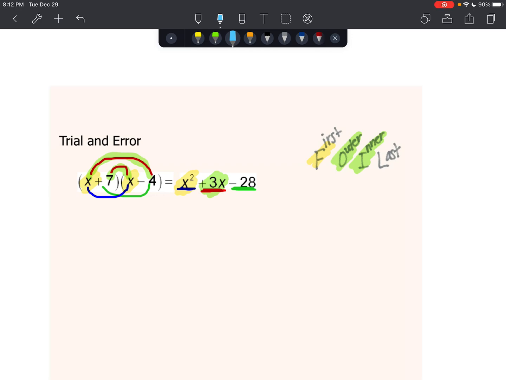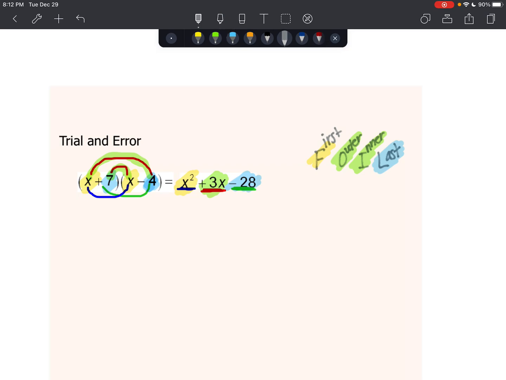And then the last term in each binomial. So there's two terms in a binomial. The last term is 7. Two terms in the next binomial, x and -4. That next last term is -4. That's where the last term in the trinomial comes from.